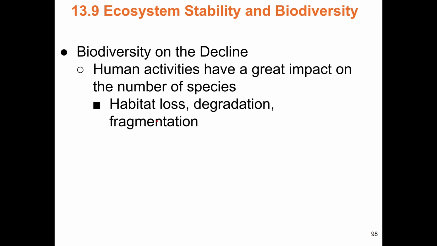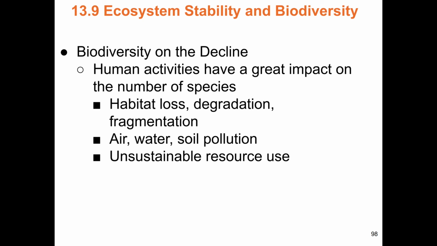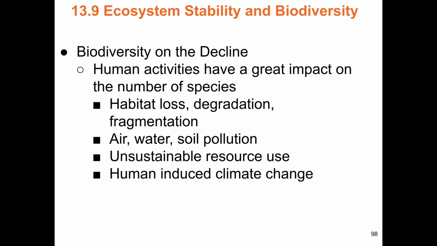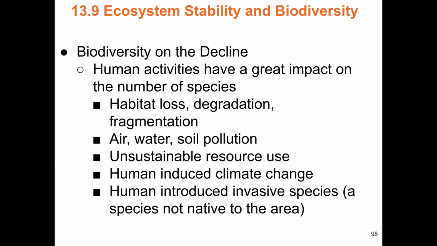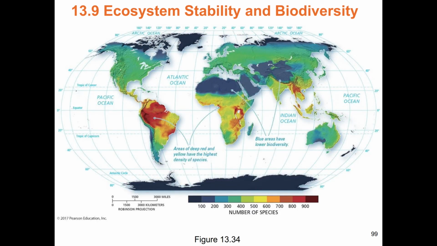So habitat loss due to conversion from one type of community to another, mainly to agriculture. Fragmentation, putting in roads as well as losing more habitat. Air, water, soil pollution, unsustainable resource use, all of these are putting pressure on the natural world. Human-induced climate change, human-introduced invasive species. Invasive species are a huge problem, and I will talk more about invasive species with some examples.